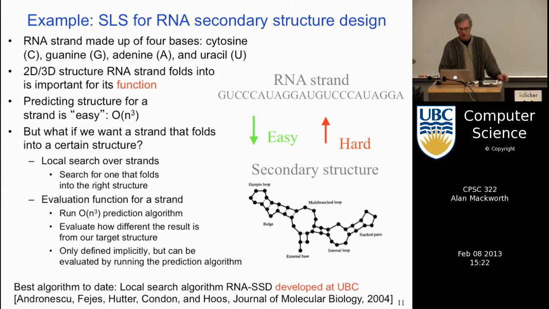And actually, this is one of the best algorithms. It was at that time. I'm not sure if it's still the best, but it's certainly one of the best algorithms for producing RNA strands from secondary structure. It was developed by three graduate students, and Anne Condon, the department head, and Holger Hoos.